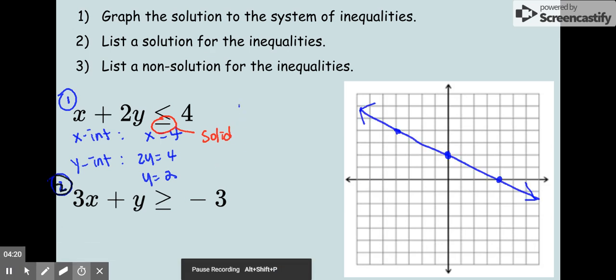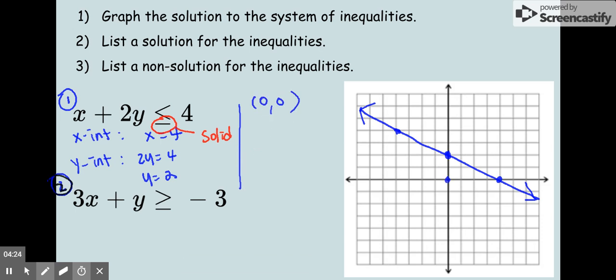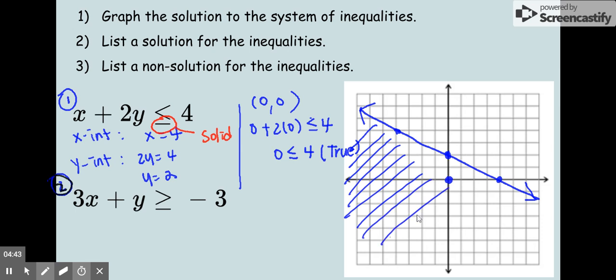And after you graph it, you have to use the testing point (0, 0). Let's see if (0, 0) is a solution of this area. It's much easier to use a testing point if you have standard form. So 0 is less than 4. Yes, true. So this whole area is going to be the answer.